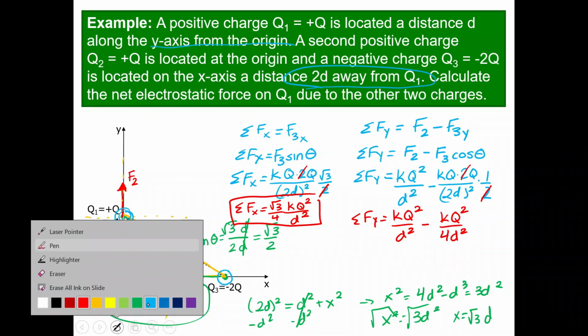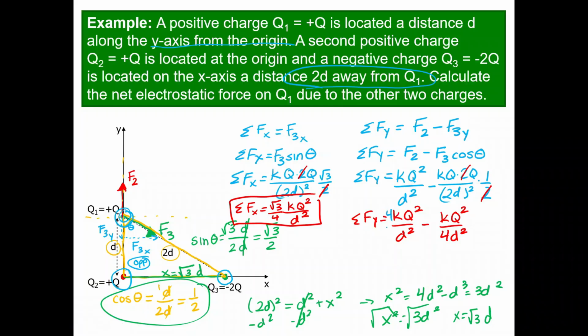So combining like terms, I would need to add a 4 over 4 over here. So my net force in the y direction is going to be 3kq squared over 4d squared. So they look really similar, but they're not the same. So that gives me my net force in the x direction and my net force in the y direction.